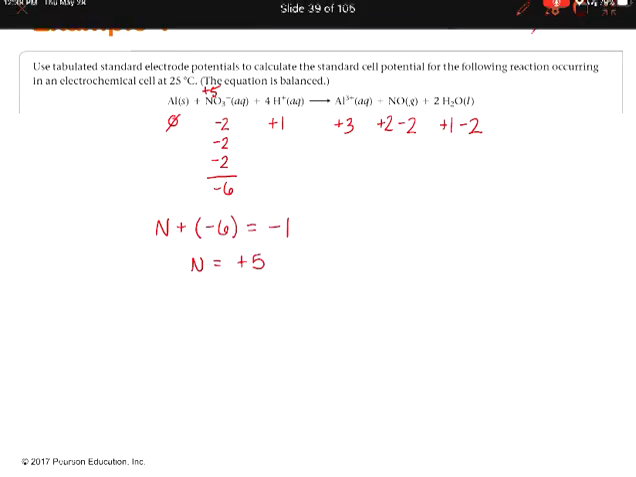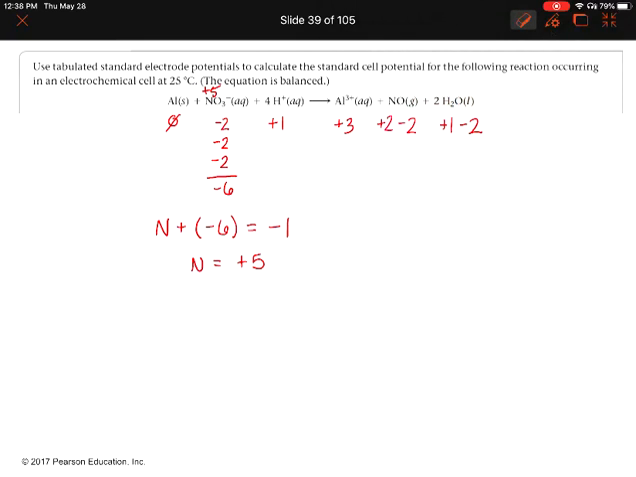Oh, didn't mean to do that. All right, so I'm just going to erase some of these little scribbles down here to make some room.